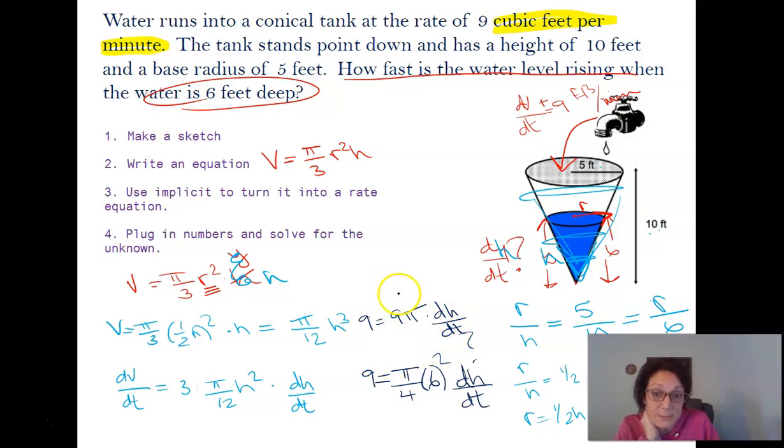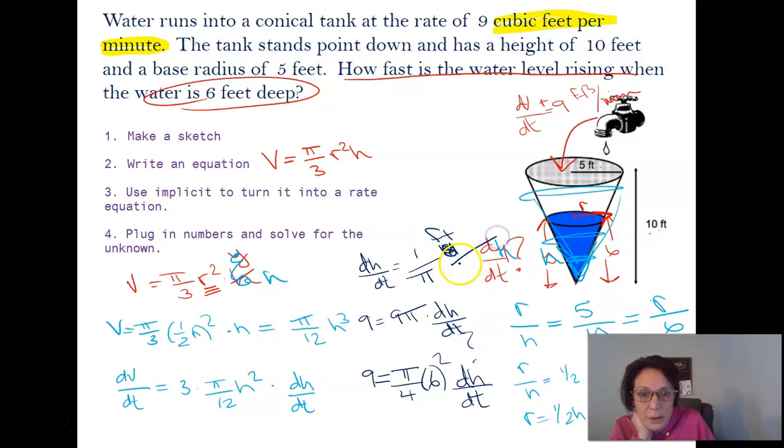So if you divide both sides by 9 pi, you get that dh/dt is equal to 1 over pi, which is kind of a neat answer. And we have to make sure we put units on it. So remember, height is in meters, time is in minutes. Oh, I'm sorry, height is not in meters, it's in feet. This is going to be feet per minute. There's our answer. dh/dt is in feet per minute.